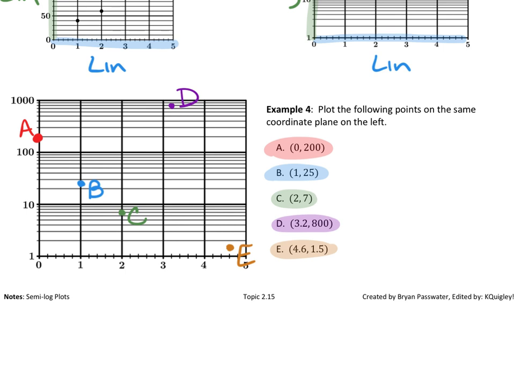Did we remember how to do this? Okay, we were really good at this the first time I showed it to you, so that's cool.